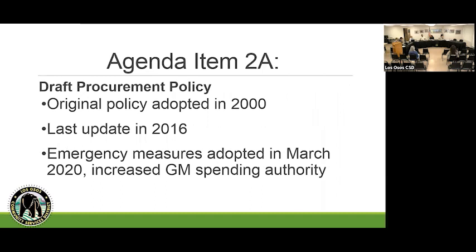Just a little bit of background, the original policy, it's actually called expenditure control policy in ours, but we're changing that to procurement. It was originally adopted back in 2000. It had a minor update in 2016. At the beginning of COVID, we did implement emergency measures that basically increased the general managed spending limit. So because of not having directors and staff really interacting much during that period, which we are still under to this date because the emergency continues.